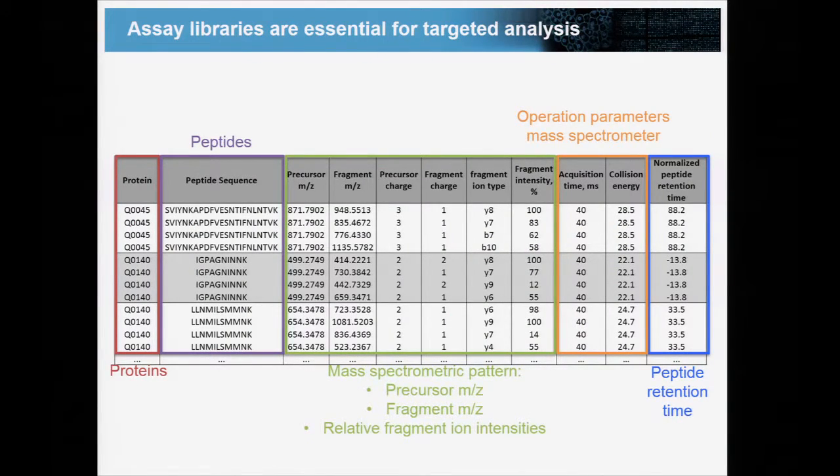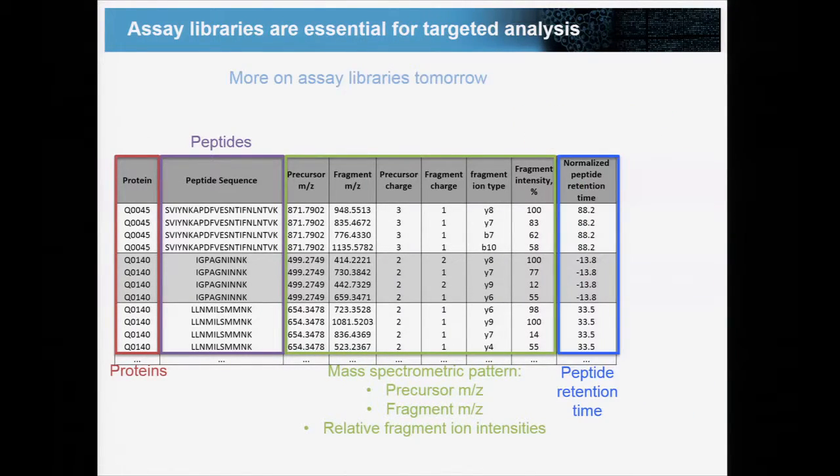You've also seen this picture several times this week. This is the assay library, except now we change it a little bit. We don't really care about instrument operation parameters. These are not required in the library, so we can kick this out, because this library is being used post-acquisition for analysis, right? So now it just looks like this.